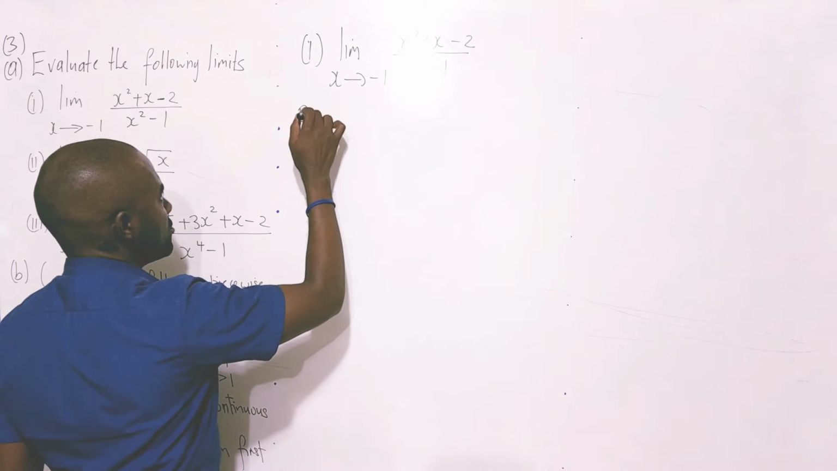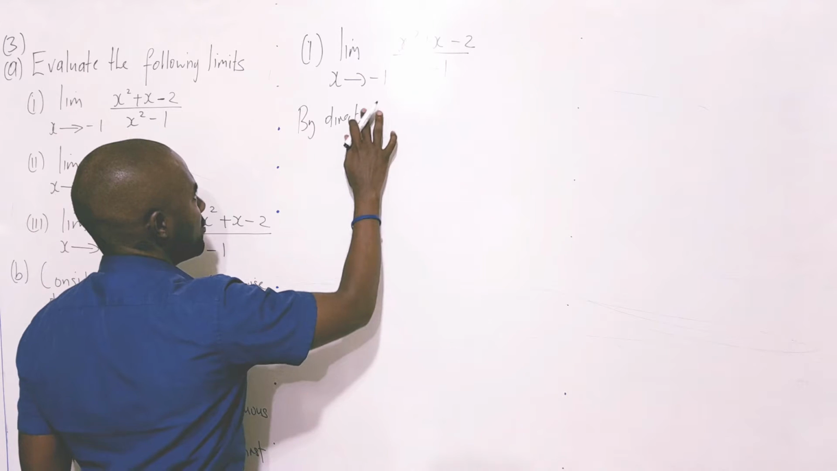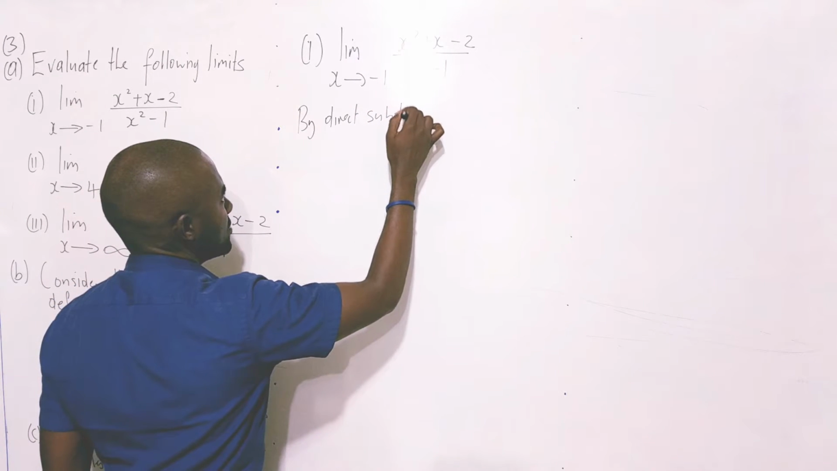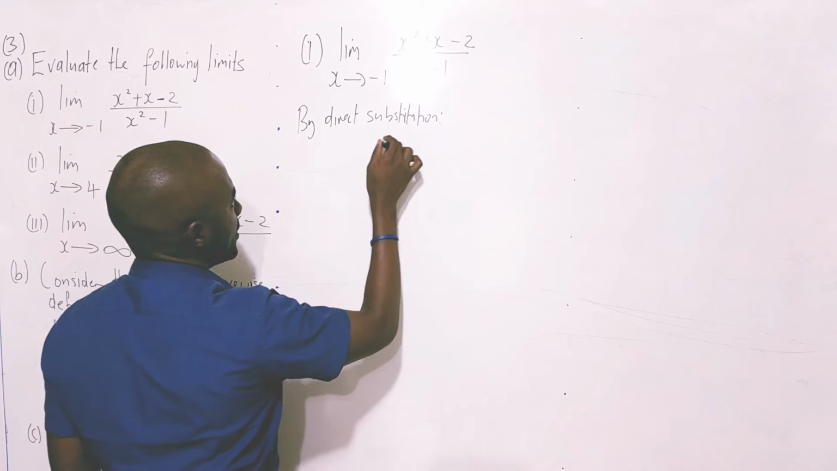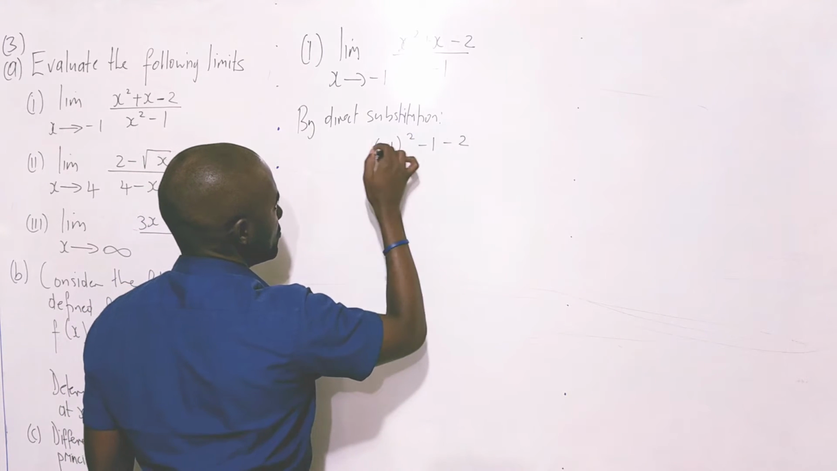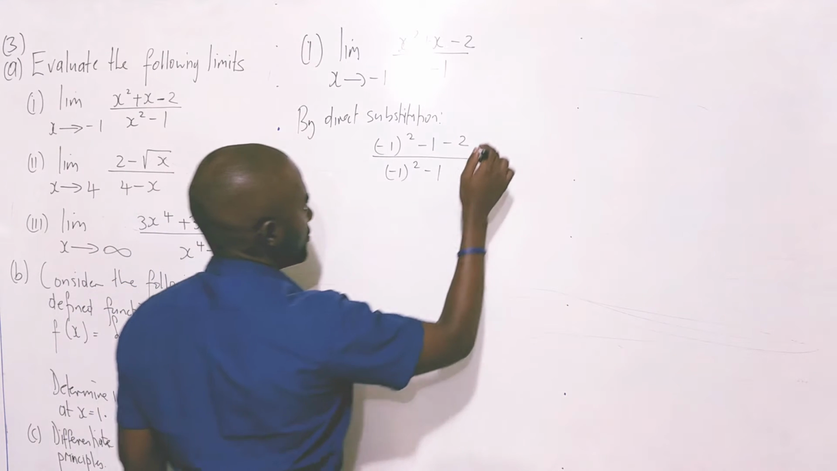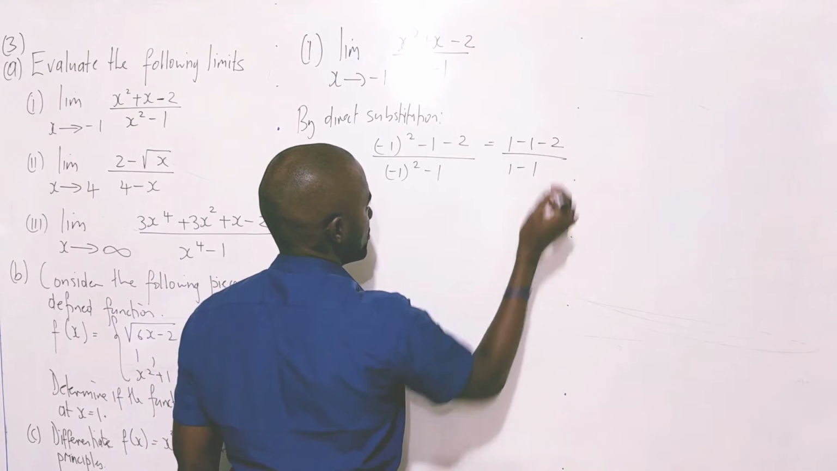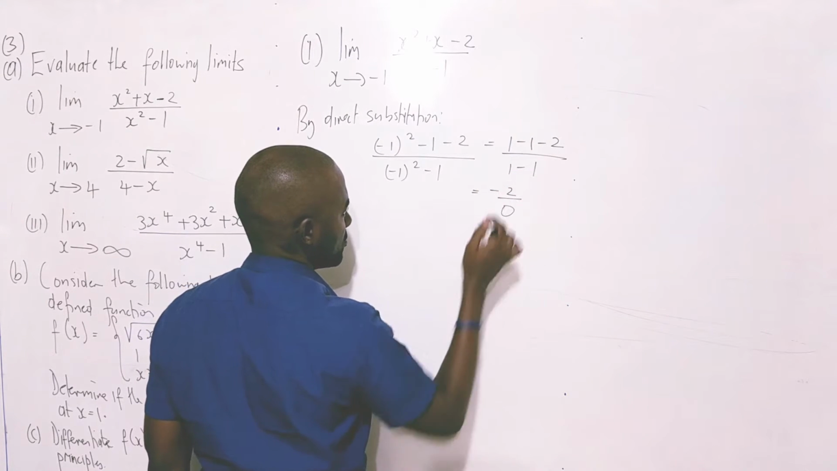So by direct substitution, we're going to substitute the value minus 1 into the given function. We get minus 1 squared minus 1 minus 2 all over minus 1 squared minus 1, which gives 1 minus 1 minus 2 divided by 1 minus 1. 1 minus 1 is 0, so this gives us minus 2 over 0.